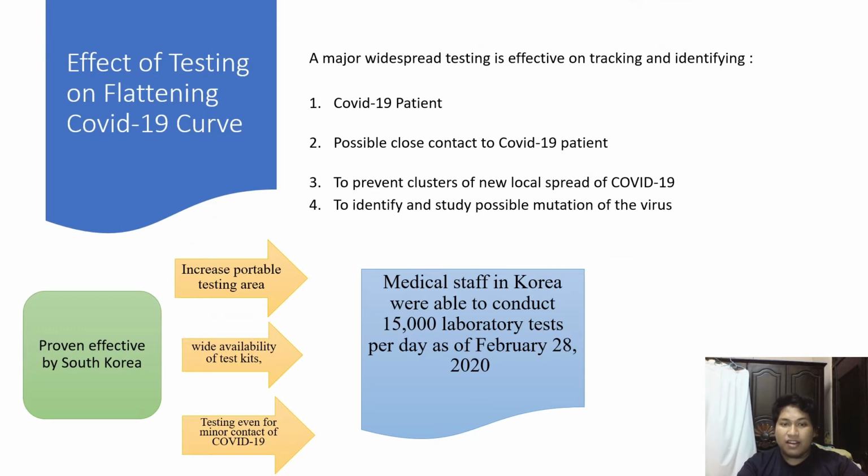So, on the effect of testing on flattening the COVID-19 curve, widespread testing is effective in tracking and identifying COVID-19 patients and possible close contacts of COVID-19 patients, to prevent new clusters of local spread of COVID-19, and to identify and study possible mutations of the virus. This testing has been proven effective by South Korea, where they increased portable testing areas, widely available test kits, and testing even for minor contacts of COVID-19, resulting in medical staff in Korea being able to conduct at least 50,000 laboratory tests per day as of February 28, 2020.